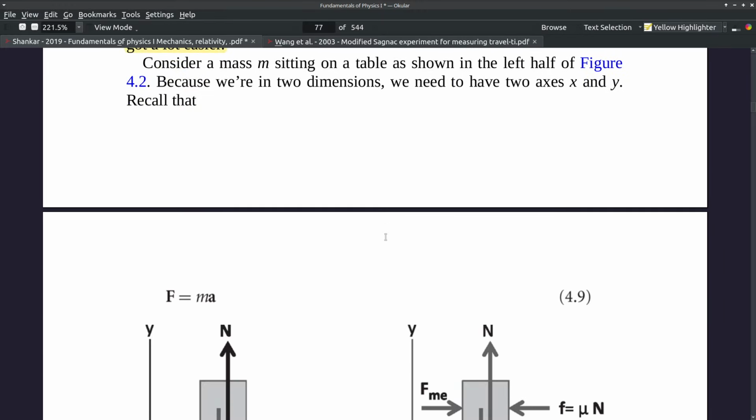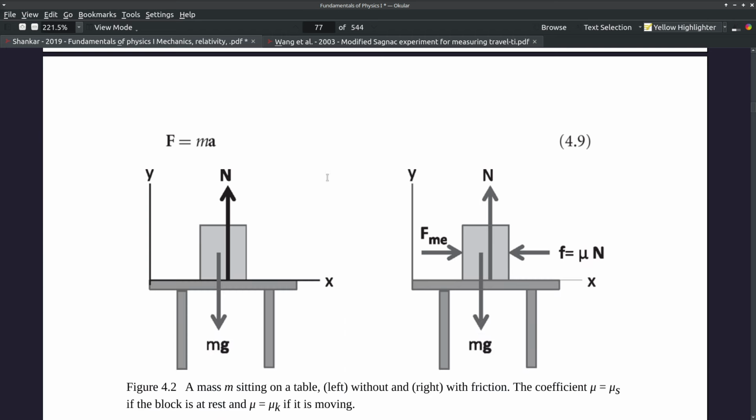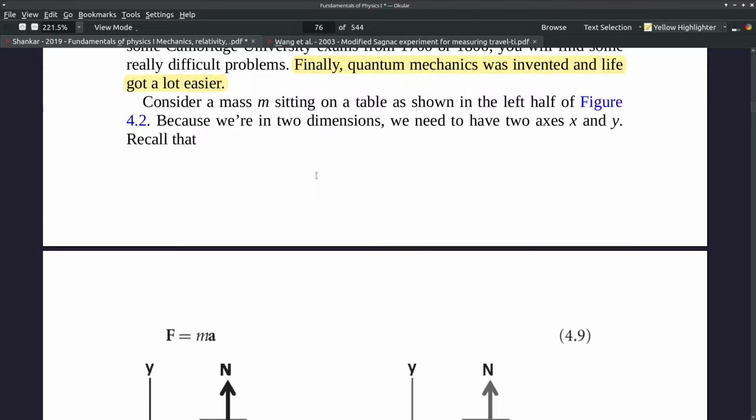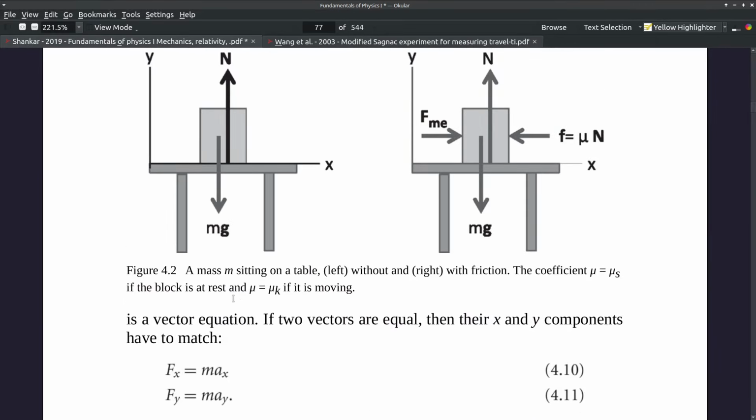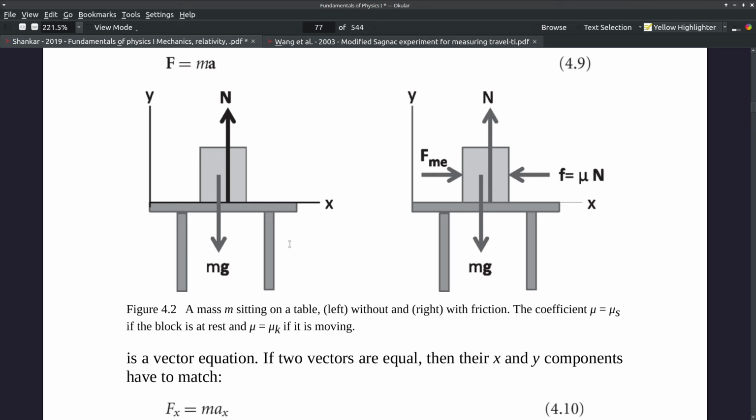Consider a mass m sitting on a table as shown in the left half of figure 4.2. Because we're in 2 dimensions, we need to have 2 axes, x and y. Recall that, so, I was looking at the picture there: a mass m sitting on a table, on the left without and on the right with friction. The coefficient mu equals mu S if the block is at rest, and mu equals mu K if it is moving.